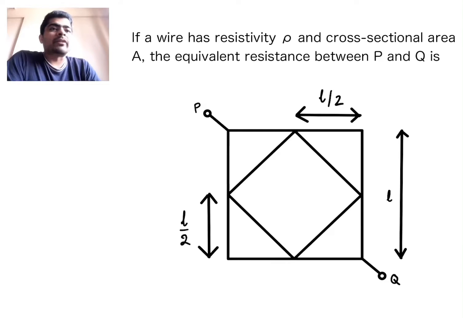Okay, we are looking at one question based on electrical circuits based on symmetry, right? So here we have a question that says: if a wire has resistivity rho and cross-sectional area A, the equivalent resistance between P and Q is. So this is your P, this is your Q, and you have a circuit made of a wire of uniform thickness and resistivity rho. Okay, so the wire is divided into several segments.